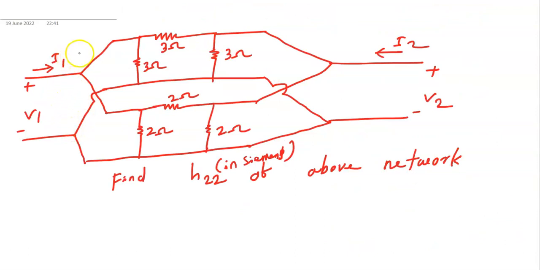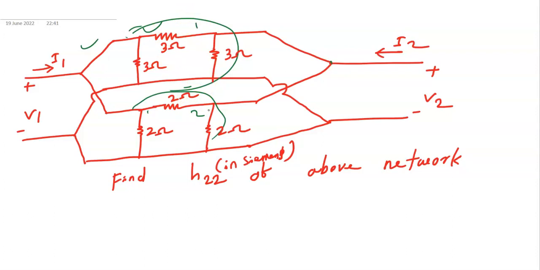For the circuit or network shown here, find the H22 in Siemens of the above network, right? So this is a network you can see here, that is the pi network. Here is one pi network, here is also one pi network, two pi networks, and you can see that both pi network 1 and network 2 are connected in parallel, right?